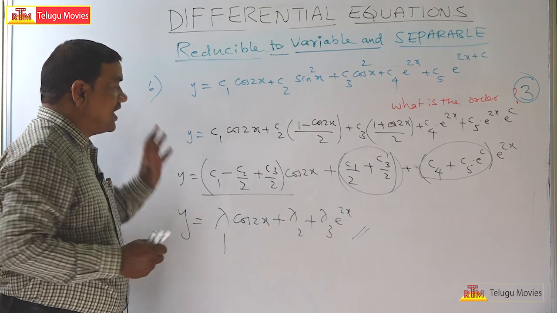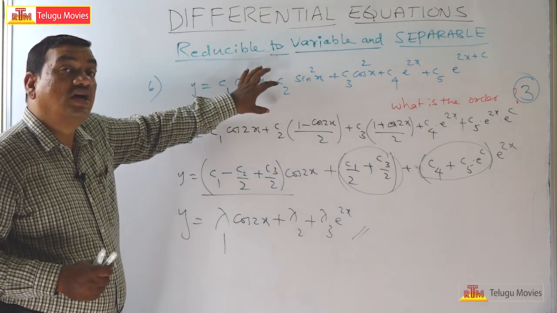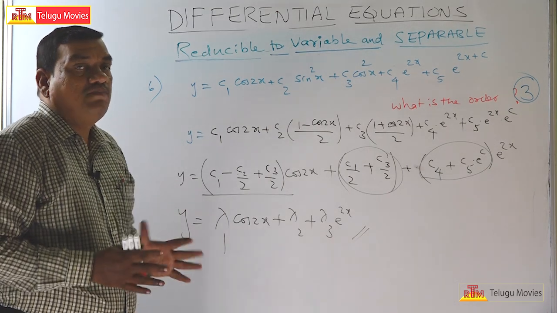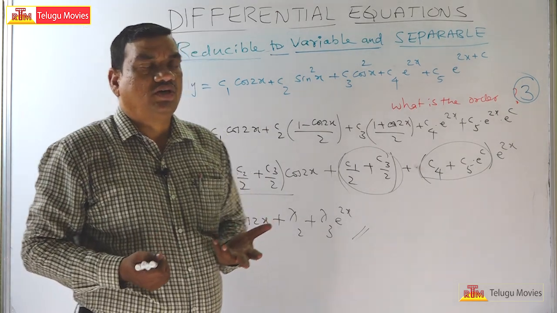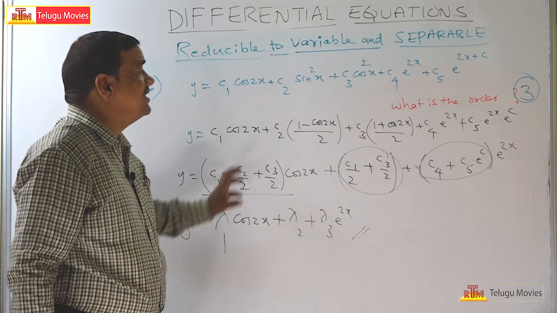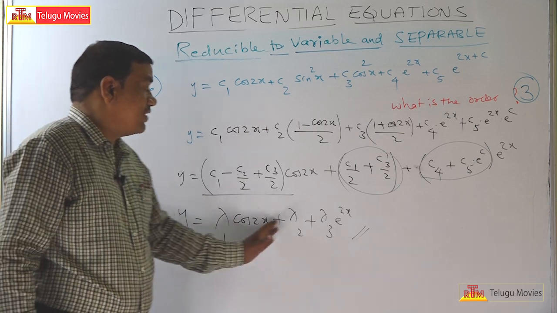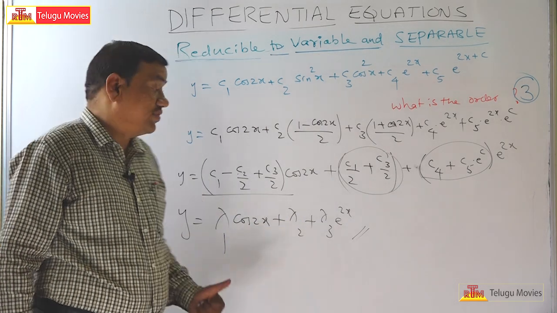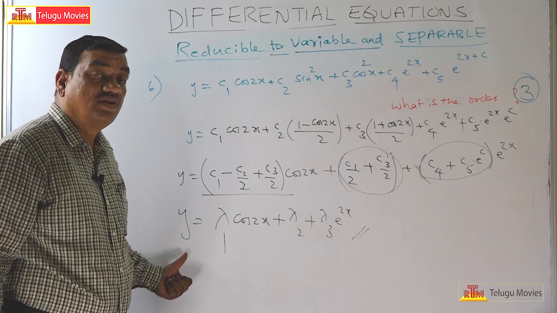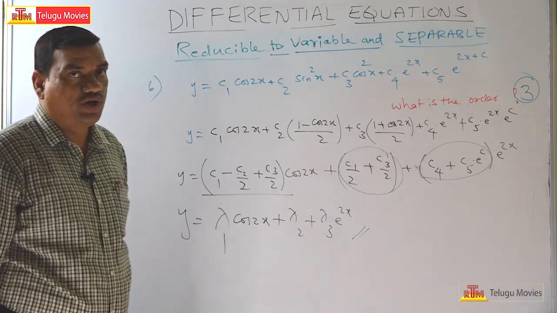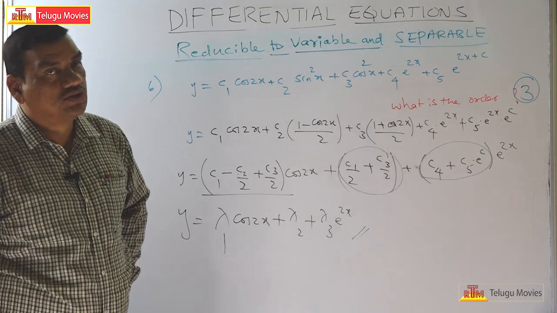So, first of all, given an equation, you have to reduce it into the simplest form if possible. If it is not possible, you cannot do anything. But here it is very possible, so the only effective constants are 3. Therefore, if you differentiate this function 3 times, lambda 1, lambda 2, lambda 3 will be eliminated. I hope that you understand this concept.